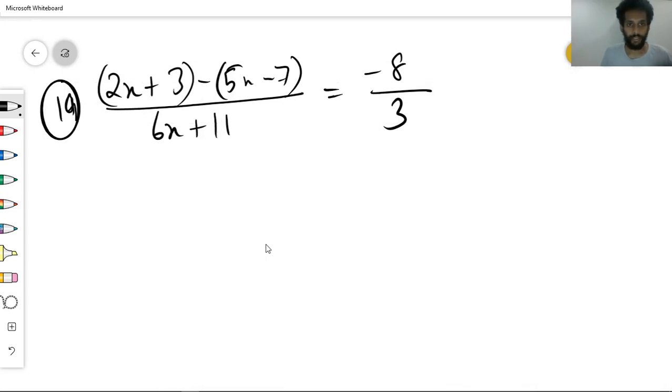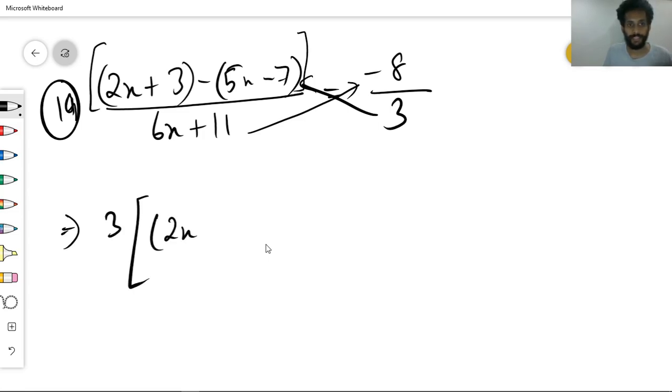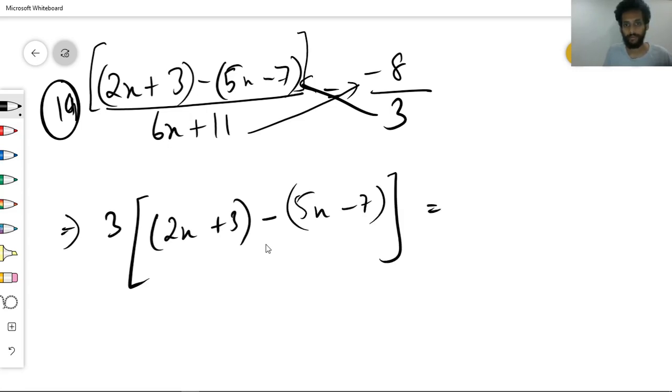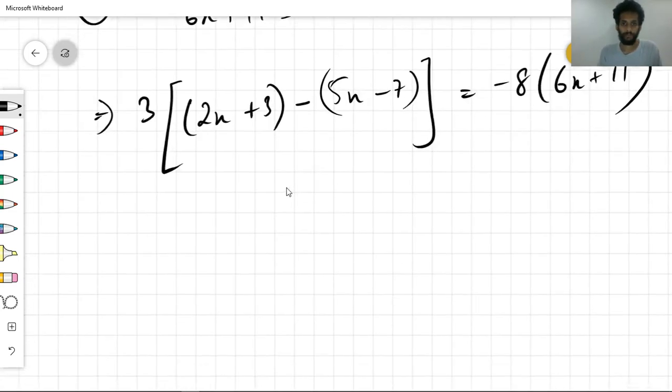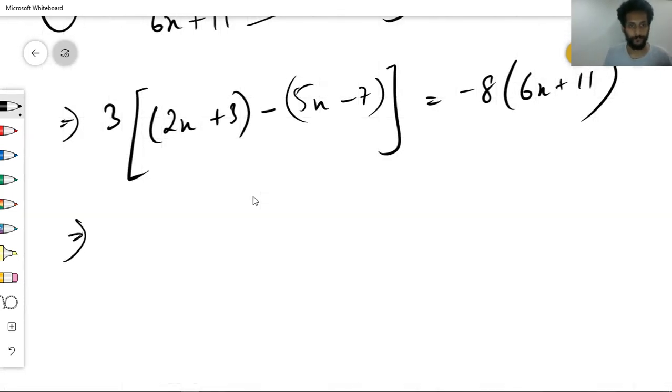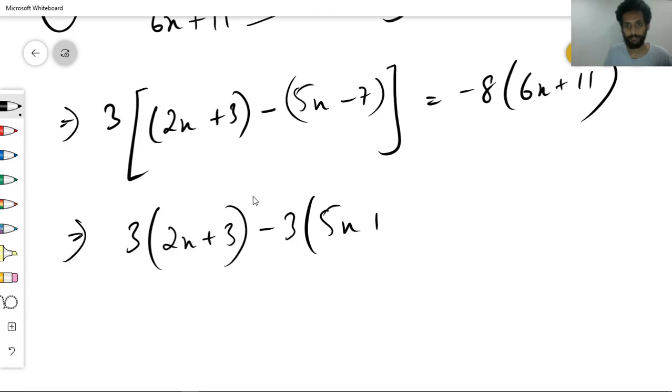Here it is simple. This one is a fraction, this one is also a fraction, so this will be going up here, this will be going up here, but this 3 will be going to all these parts. Okay, so there will be a bigger bracket, twice x plus 3 minus 5x minus 7. Okay, here it will be minus 8, 6x plus 11. Okay, after that this 3 will be going inside, 3 twice x plus 3. This 3 will be again going here, 3, 5x minus 7.